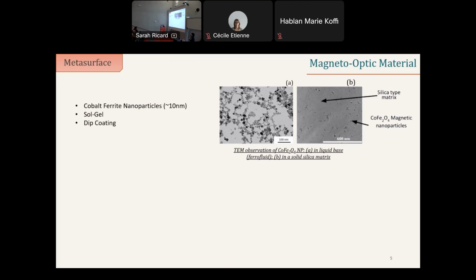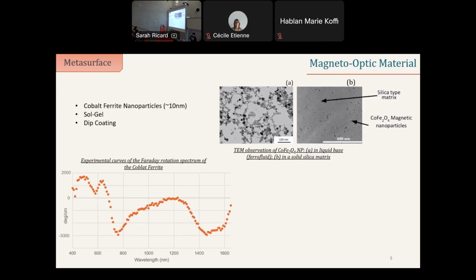Here are the transmission electron microscopy images. What we have here is stabilized nanoparticles in both configurations. What we're interested in is the magneto-optic effect of our material, and we have here the evolution of the Faraday rotation of cobalt ferrite.